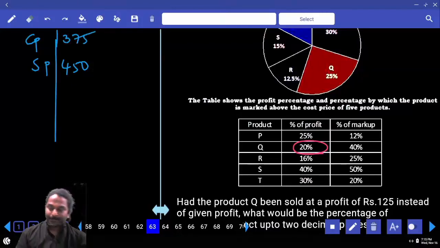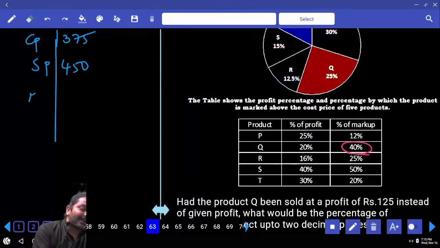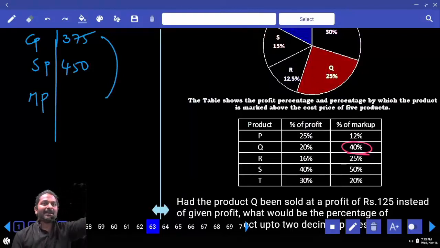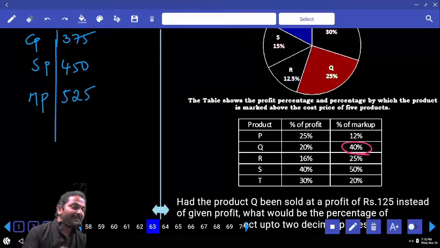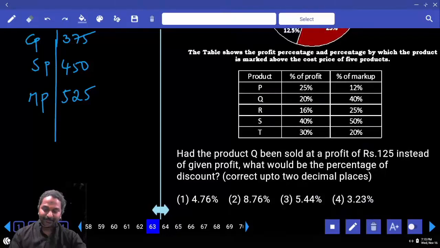Correct? And what is the market price here? 40%. So market price is above the cost price by 40%. 10% double. Correct? What is 10%? 37.5. Double, 75. Double, 150. 150 more, right? Then market price becomes 525. Clear? Now read the data.